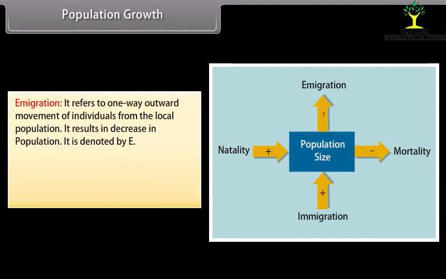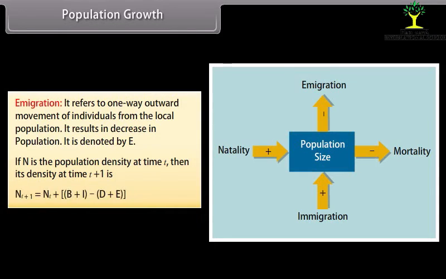Emigration. It refers to one-way outward movement of individuals from the local population. It results in a decrease in population. It is denoted by E. If n is the population density at time t, then its density at time t plus 1 is n(t+1), which equals n(t) plus B plus I minus D plus E.